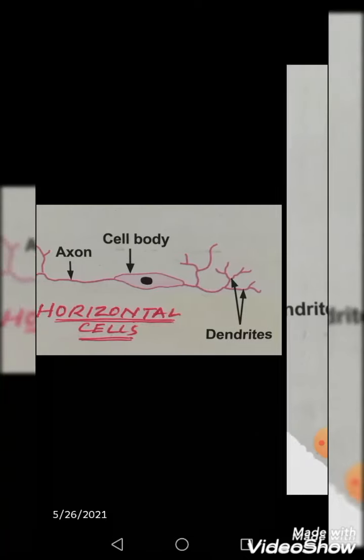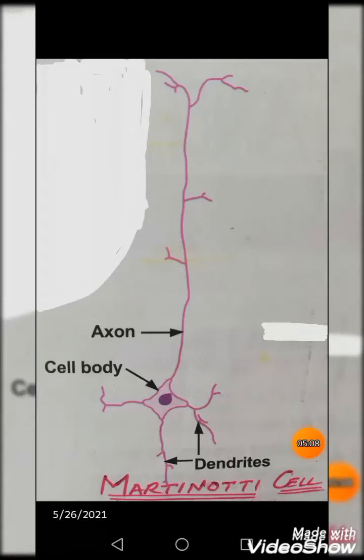After that, now we have to see the Martinotti cells, which are again non-pyramidal. They are small multipolar neurons, looking like cuboidal cells. Where are they found? They are located in the deeper layer of your cerebral cortex. They again show short dendrites but a long axon that ascends towards the cortical surface because they want to end in the more superficial layer, and in this form they reach the outermost layer of your cerebral cortex.